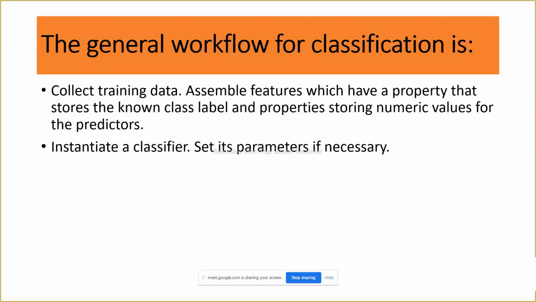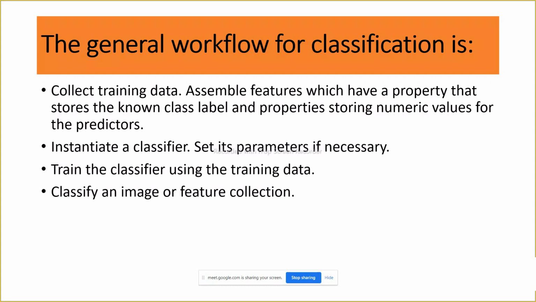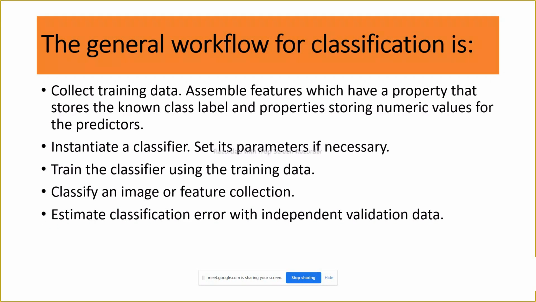Then you need to set the classifier, with its parameters if necessary. When you work with classification using supervised machine learning, you must set a classifier. This classifier can be random forest, support vector machine, or classification and regression trees. Any classifier you need to set, and then train it using your training data. Finally we can classify the image, and estimate the classification with independent validation data, mainly for the accuracy assessment of the map.